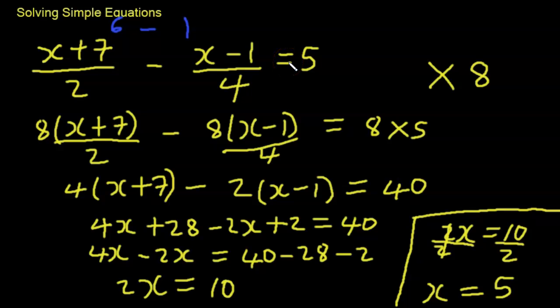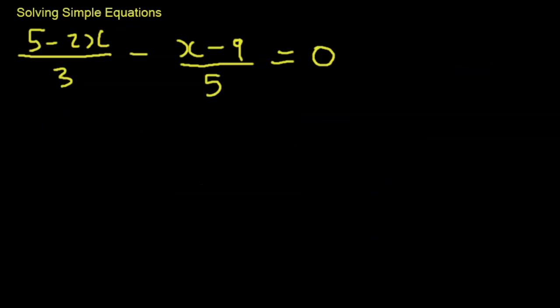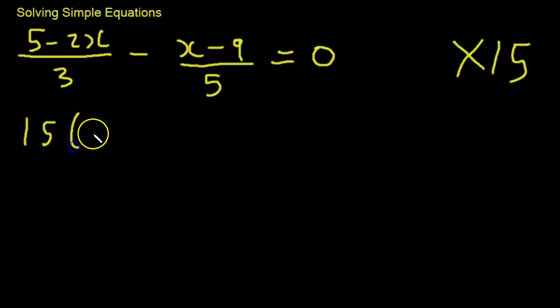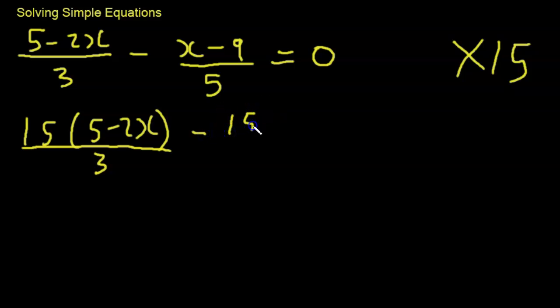Let's try another problem. So here is another one. What's our LCM here now? For 3 and 5, it's 15, so we times both sides by 15, each term on both sides by 15. So 15 times 5 minus 2x over the 3. And 15 times x minus 9 over 5.